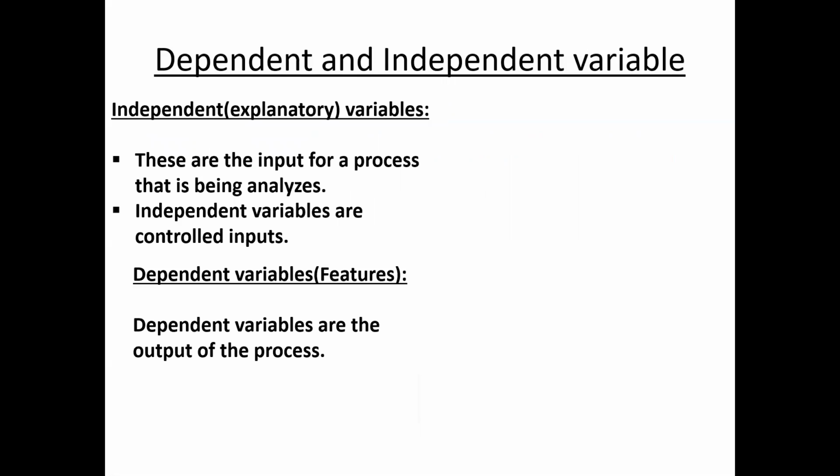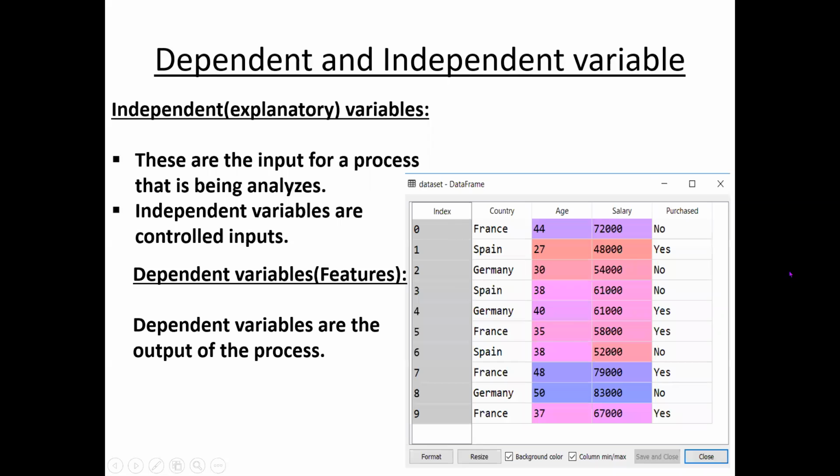Later, in machine learning, we need to divide our data set into two parts, dependent feature and independent feature. Actually, I already discussed dependent and independent variables in my previous videos, maybe in the third or fourth video. Once again, I am explaining. So what is a dependent variable and what is an independent variable? For example, consider this data set. Here, what we are predicting is the dependent variable. What we are using for prediction is the independent variable. Here, based on country, age, and salary, I am predicting whether that person purchases or not.